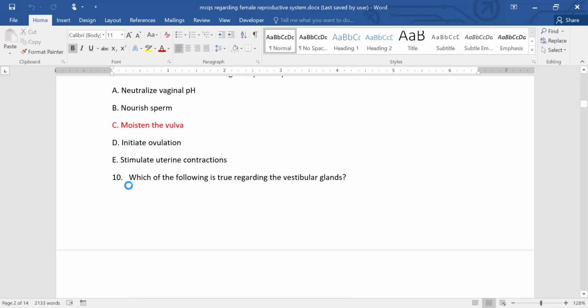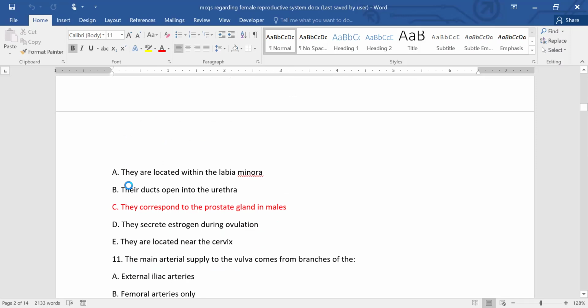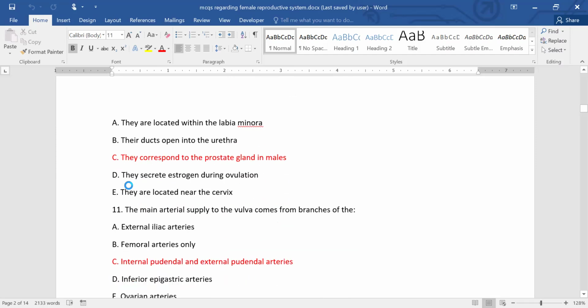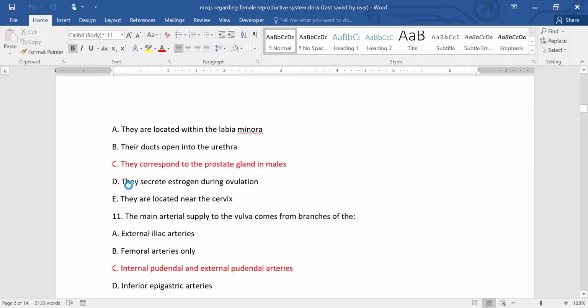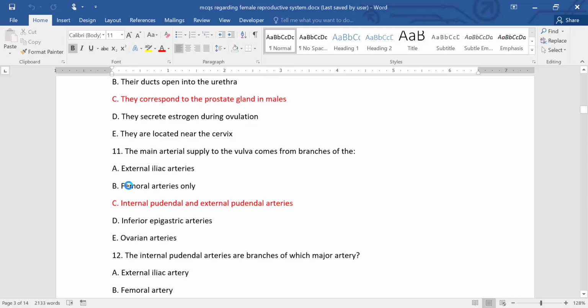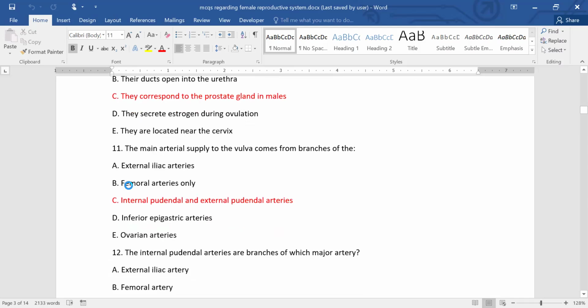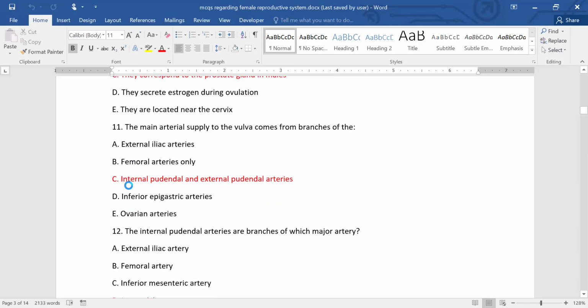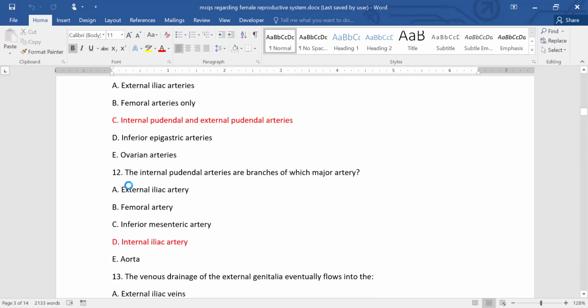Now, which of the following is true regarding the vestibular glands? They correspond to the prostate glands in the male. The main arterial supply to the vulva comes from the branches of the internal pudendal and external pudendal arteries. The internal pudendal artery is a branch of the internal iliac artery, while external pudendal arteries are branches of the femoral arteries.